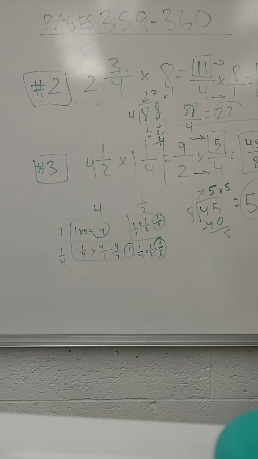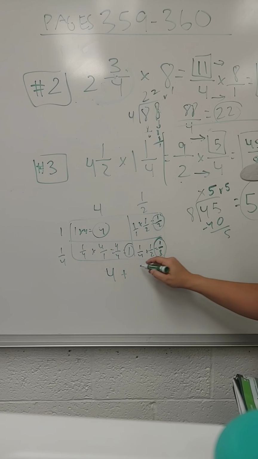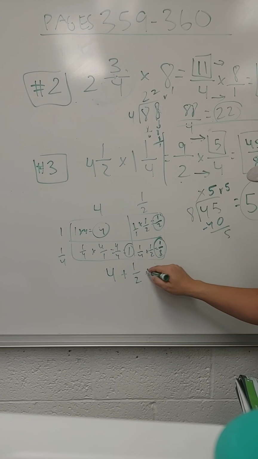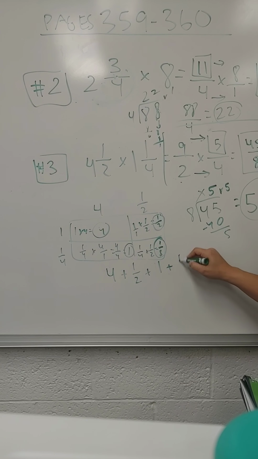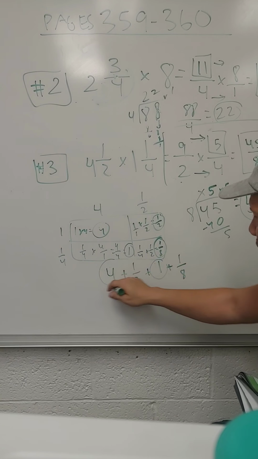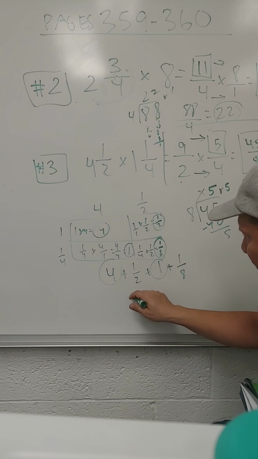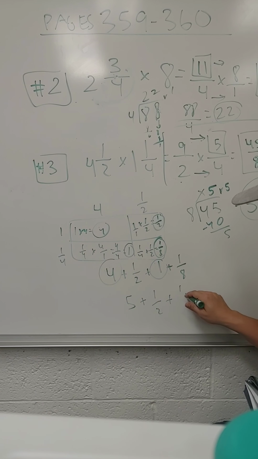So when you complete this portion, okay, now we have to go back and we have to add up all our sums. So we have 4 plus 1/2 plus 1 plus 1/8. Okay, easy way to go about this is first let's add our whole numbers. Okay, that's easy. 4 plus 1, we got 5. Now we have 5 plus 1/2 plus 1/8.